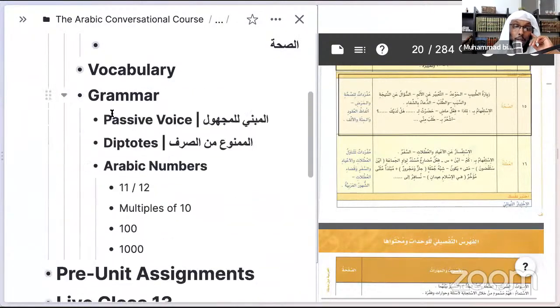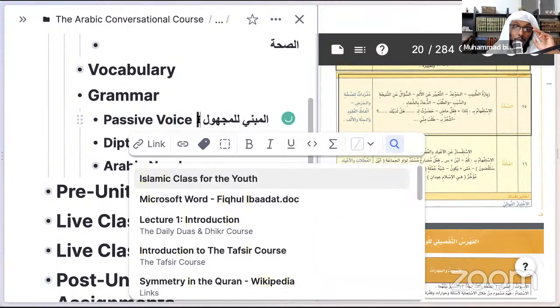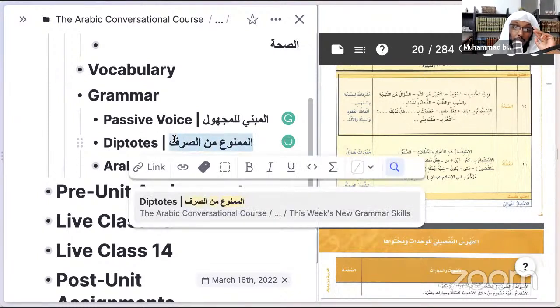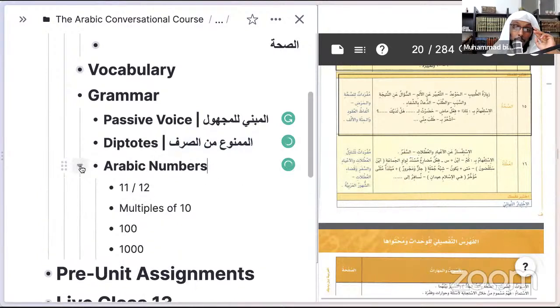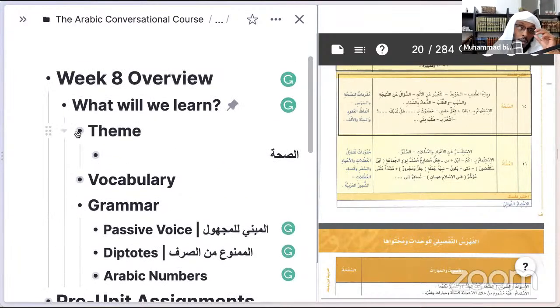In terms of grammar, today we're going to talk about something called passive voice. Al-mabni lil-majhul sounds a bit mysterious, doesn't it? And that's its English equivalent. In Arabic, it's called al-mabni lil-majhul, or sometimes they call it al-mabni lima lam yusamma fa'iluhu. We'll also talk about diptotes, another mysterious-sounding word, which in Arabic stands for al-mamnu' min al-sarf. And we'll also talk more about Arabic numbers, specifically numbers 11 and 12, multiples of 10, 100 and 1,000, inshallah. Right. Any questions before we start with the first dialogue?